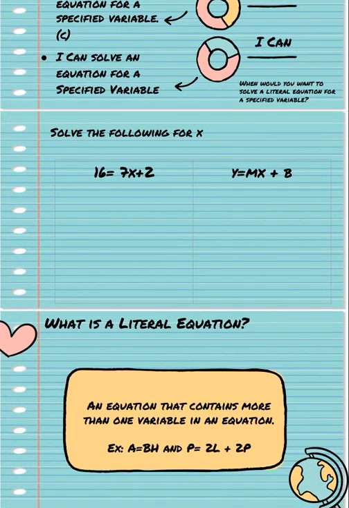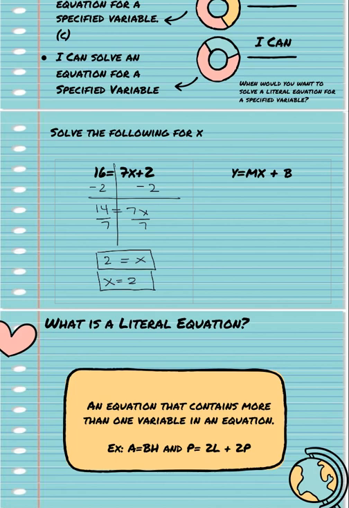All right, so looking at the two equations that we have in front of us. To the left, we have 16 equals 7x plus 2. Again, when we are solving equations, our whole goal is to isolate the variable. So in order to do so, I'm going to subtract 2 from both sides, and I get 14 is equal to 7x. I'm going to divide both sides by 7, and 2 is equal to x, or by the symmetric property, x is equal to 2.